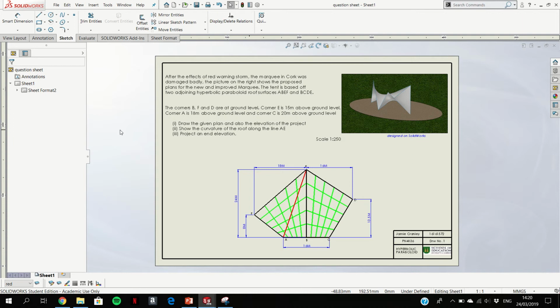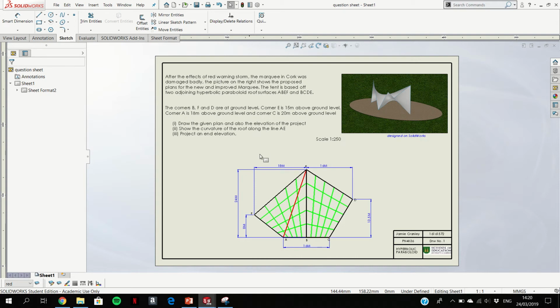It also states that we have to draw the given plan and also the elevation of the project, show the curvature of the roof along the line AE, or the red line shown, and then also project an end elevation. But we mustn't forget that it also states that the scale is 1:250.